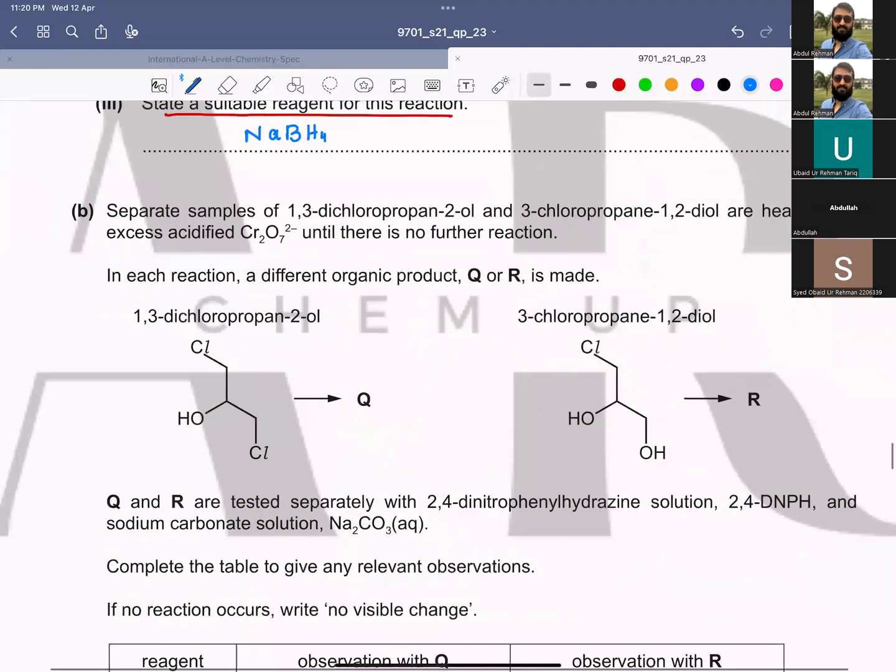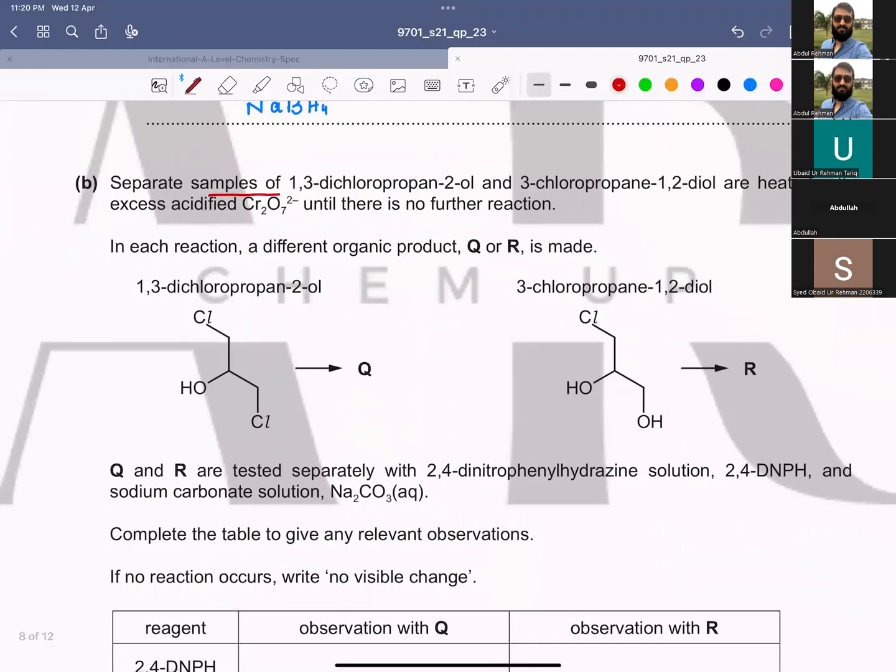Next part. Separate samples of 1,3-dichloropropan-2-ol and 3-chloropropane-1,2-diol are heated with excess acidified dichromate until there is no further reaction. In each reaction, a different organic product, Q or R, is made. So if you look over here, they have mentioned acidified dichromate. Dichromate is an oxidizing agent, which means this reaction is an oxidation.